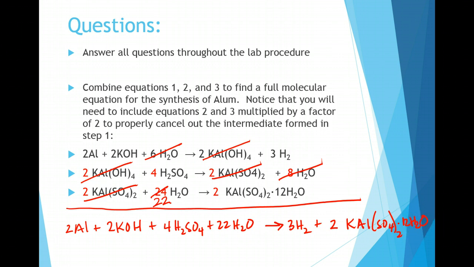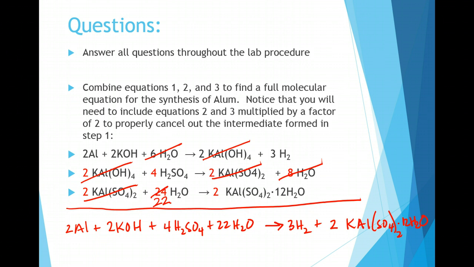Now this process, in the lab handout, asks you to complete this process with both the molecular equations and the ionic equations. So I have shown this process with molecular equations 1, 2, and 3. You will have to show this process as well as the one involving the ionic equations, which are numbered 1I, 2I, and 3I in the lab handout. So that takes care of the questions.